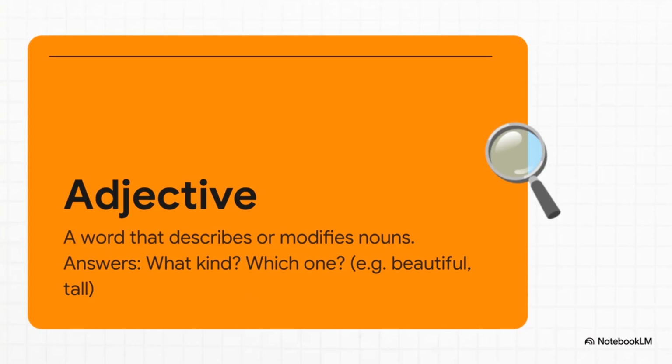Our first detail block is the adjective. Adjectives exist to give our nouns more detail. They answer questions like, what kind of dog was it? Or which assignment are we talking about? Is it a beautiful day? Are we looking at a tall building? Was that a difficult test? Adjectives give our nouns some personality.